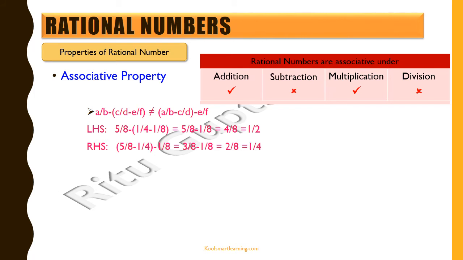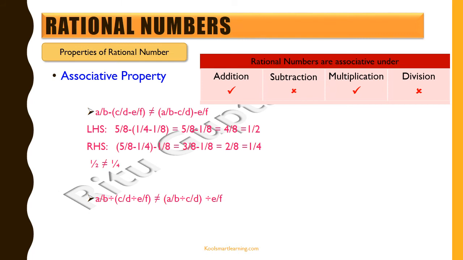Now let's change the bracket and then see what happens. So if we subtract 1 by 4 from 5 by 8 first, then we get 3 by 8, and then we subtract 1 by 8 from 3 by 8, we get 2 by 8, which is 1 by 4. And 1 by 2 and 1 by 4 are not the same. So rational numbers are not associative under subtraction. And similarly, we see that they are associative under multiplication, but under division, we again have the same issue.